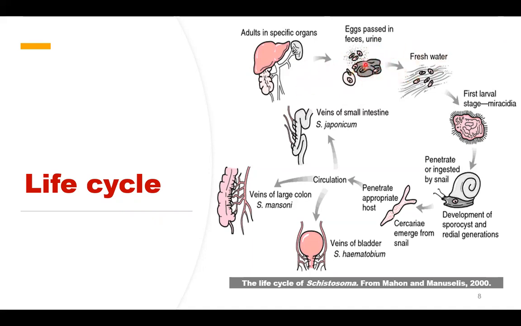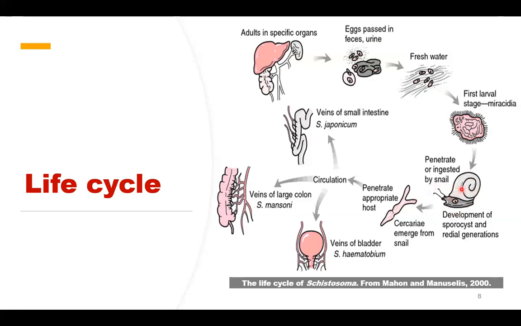In the process, the eggs are released into the fresh water stream or river. So these eggs, because the temperature and humidity are okay for them, are going to hatch and release the first larval stage, which is referred to as miracidium for one, miracidia for many. Now, these miracidia are motile. Once they are released, they actively seek out the snail intermediate host. If they don't find the snail intermediate host, they die off.